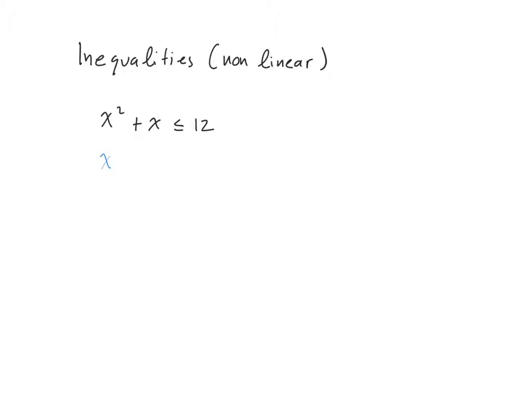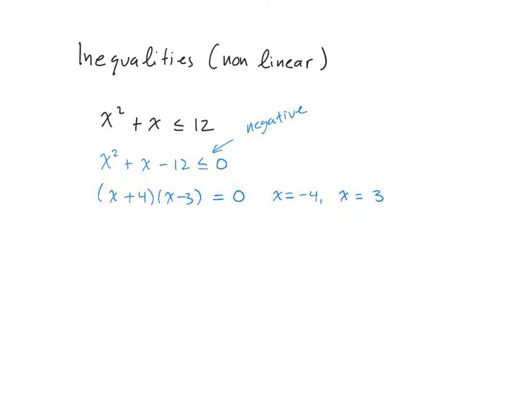So first, make sure that this is compared to 0. Your job is to check when this is negative. Okay, so first factor. So this is (x + 4)(x - 3). First you solve this when it is equal to 0. So this will be 0 when x is equal to negative 4 and when x is equal to 3.